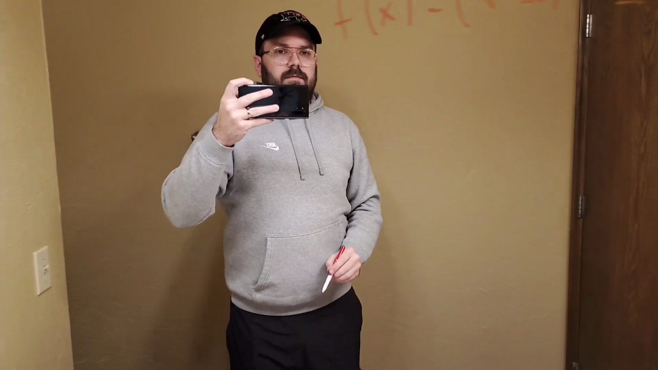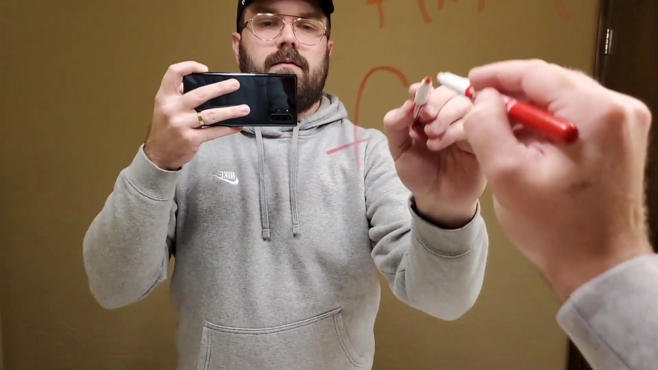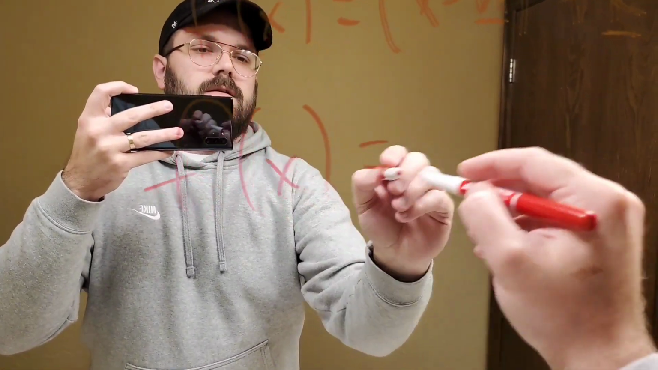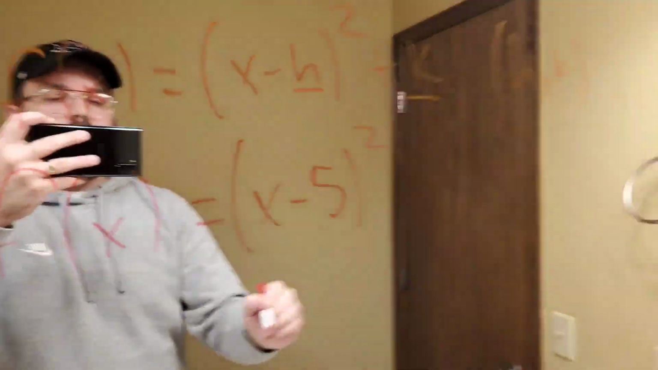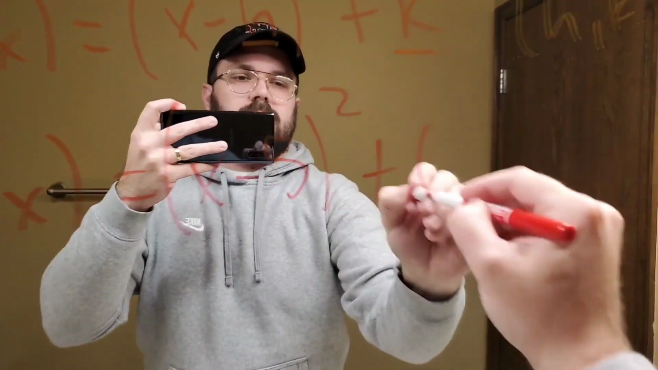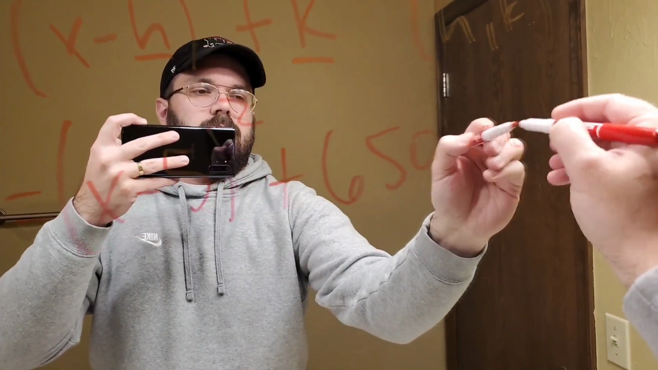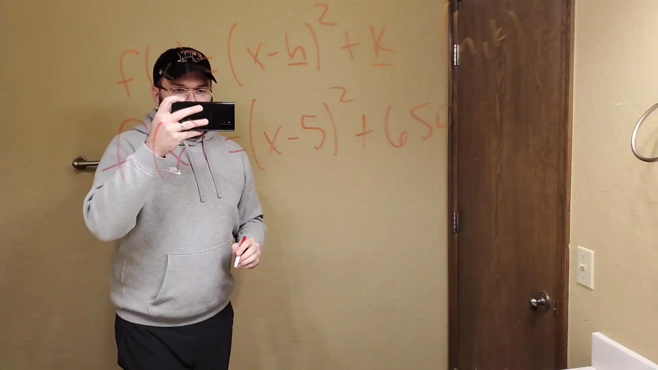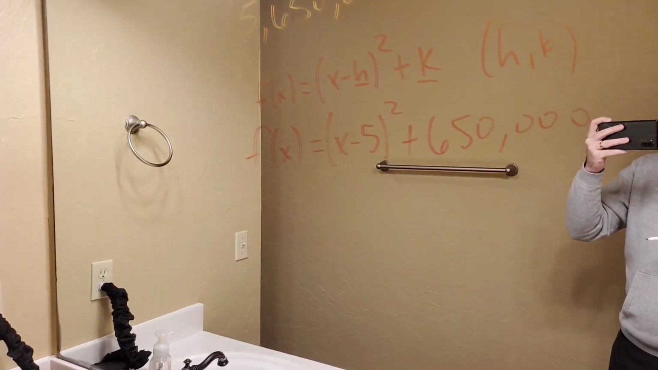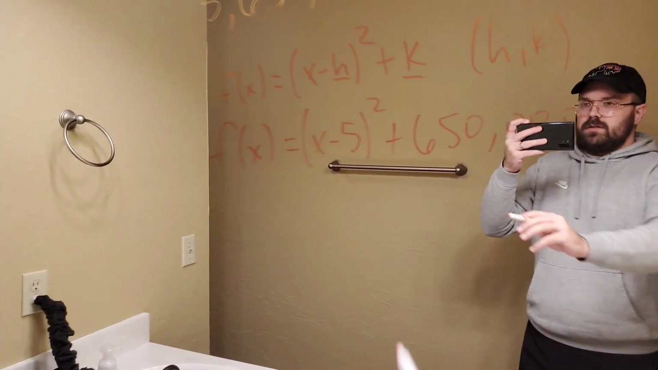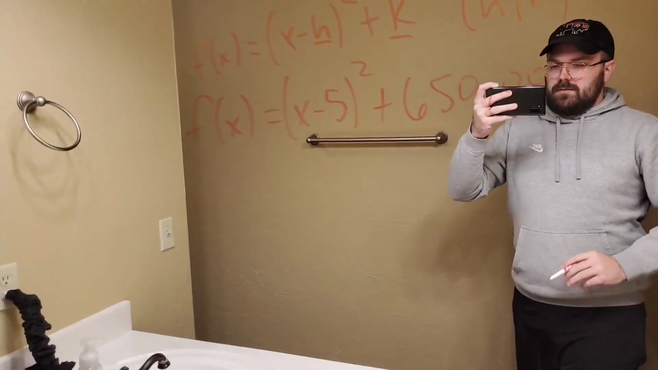So we're just gonna do that real quick. So we got f of x is equal to (x minus 5) squared plus 650,000. So this is what we call vertex form. See it better with the wall because it's clear, not dark. So this is called vertex form, and if you type this into one of the really good graphing calculators, then the parabola will show up like you want it to look.